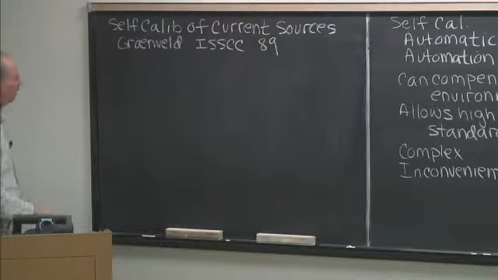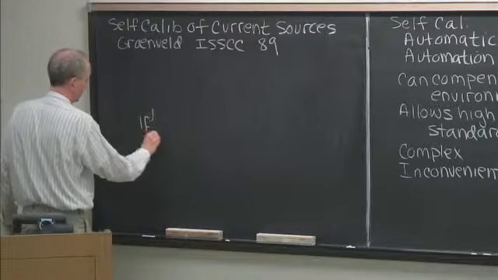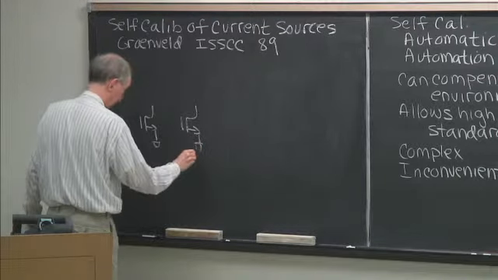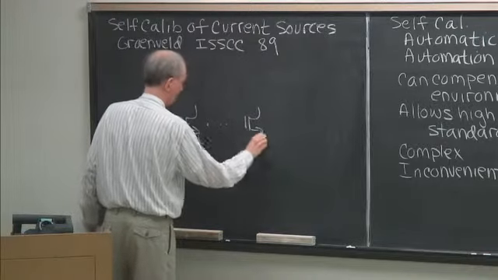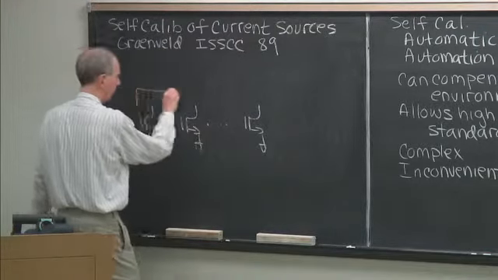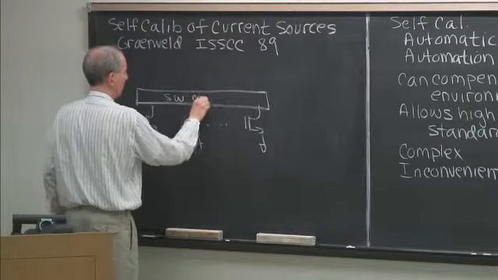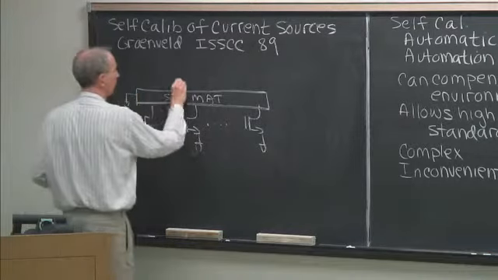All right, so let's say that we have a sea of current sources that are produced by MOS transistors that are supposed to be identical. Like this. They come up into a switch matrix here that can connect them to ground or connect them to the output bus.